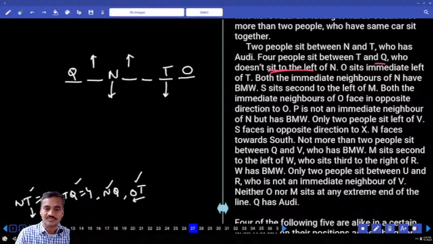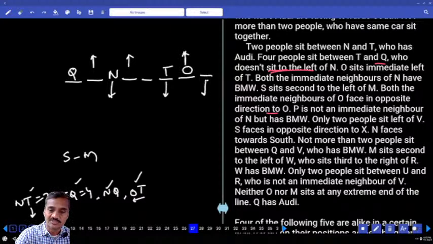S sits second to the left of M. Where is this S? S is seated second to the left of M. And both the immediate neighbors of O face opposite to O. Immediate neighbors of O face in opposite direction to O, that means O must be facing towards which direction? O must be towards north, because immediate neighbors of O are facing opposite to O. Hence these two persons must be towards south.